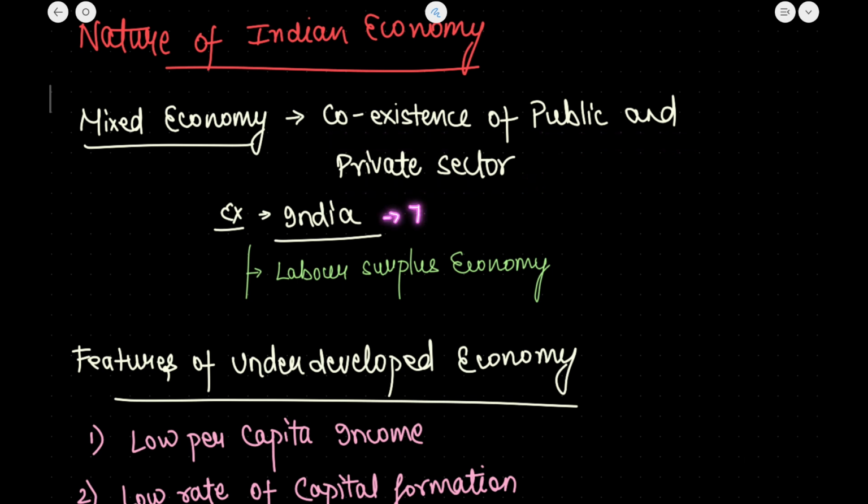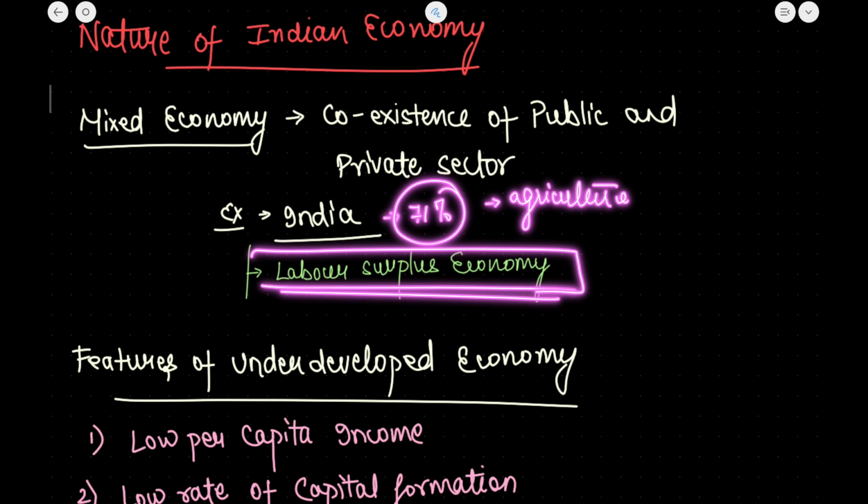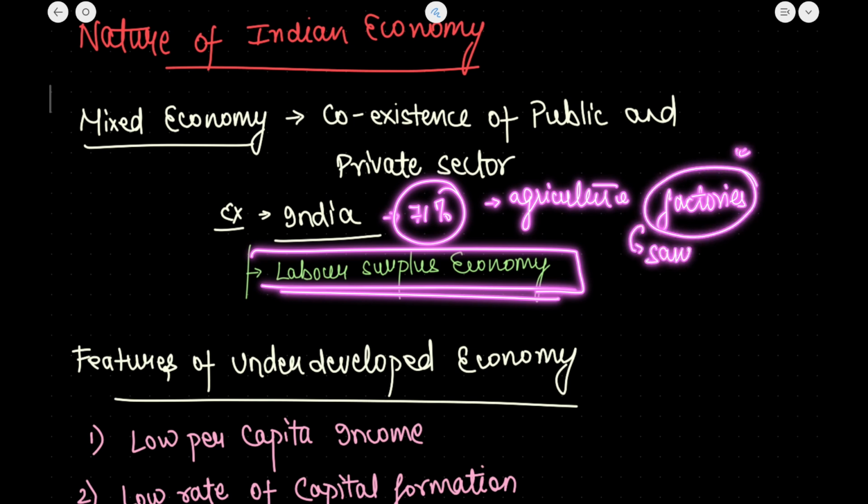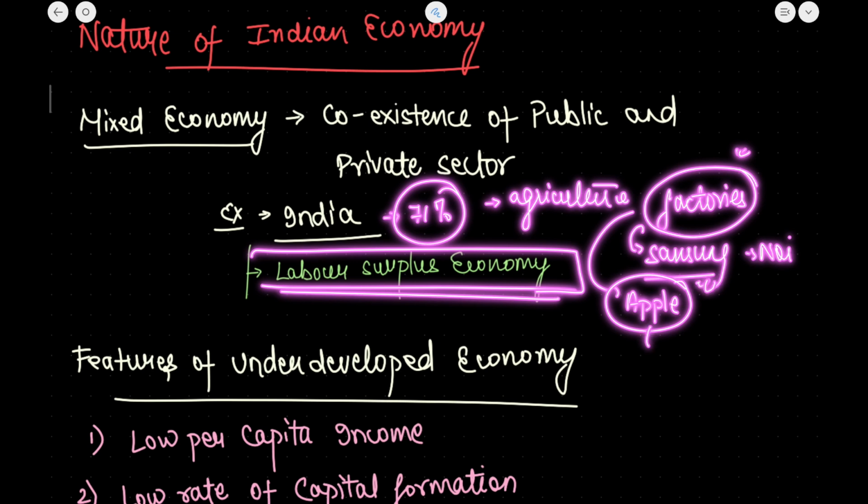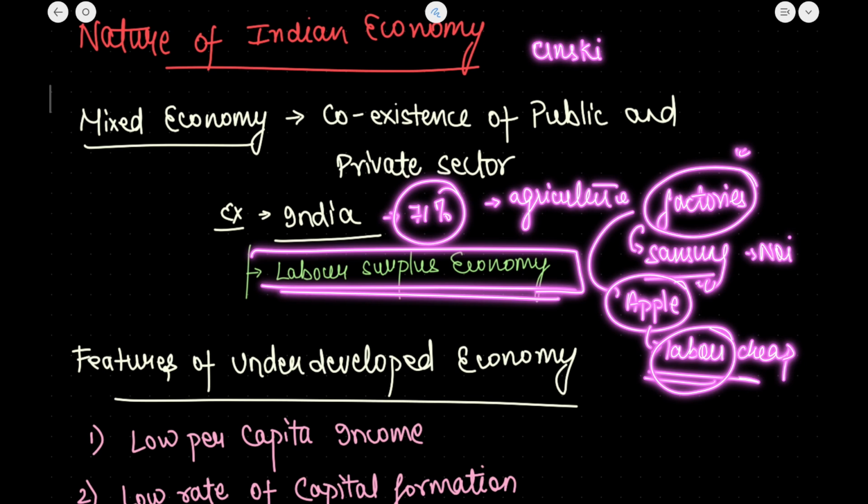In India, we know that 71% of the population focuses on agriculture, and India is a labor surplus economy. That is why most of the factories are being established in India. May I take the example of Samsung here? Samsung has a very large plant in Noida. Why? Apple also has local manufacturing facilities in India. Why? Because the labor in our country is very cheap, and by labor I mean unskilled labor. Labor is abundantly available in India. That is why India is a labor surplus economy.